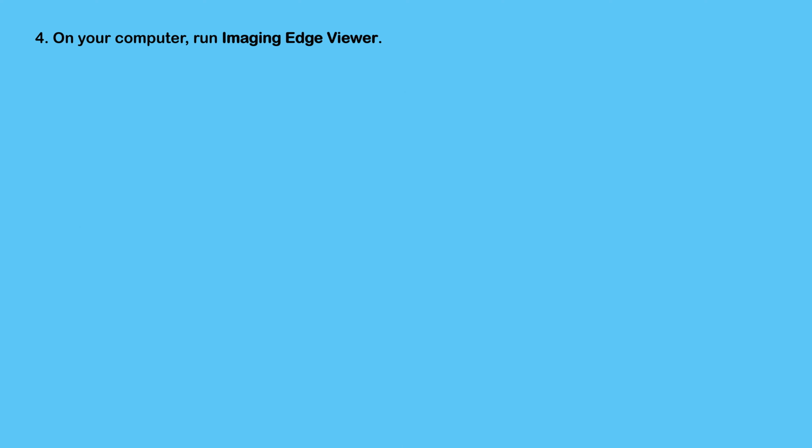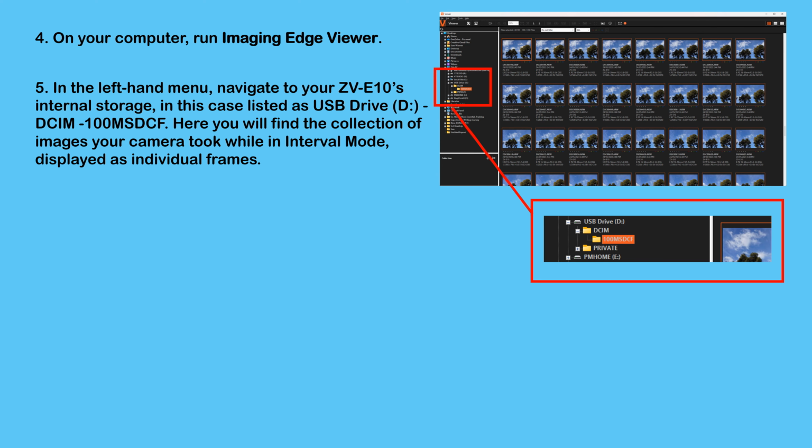On your computer, run Imaging Edge Viewer. Once that software is open, in its left-hand menu, navigate to your ZV-E10's internal storage. In this case, it's listed as USB drive D, DSIM, 100 MSD-CF. Here, you will be able to find the collection of images your camera took while in interval mode, displayed as individual frames. Select them all.